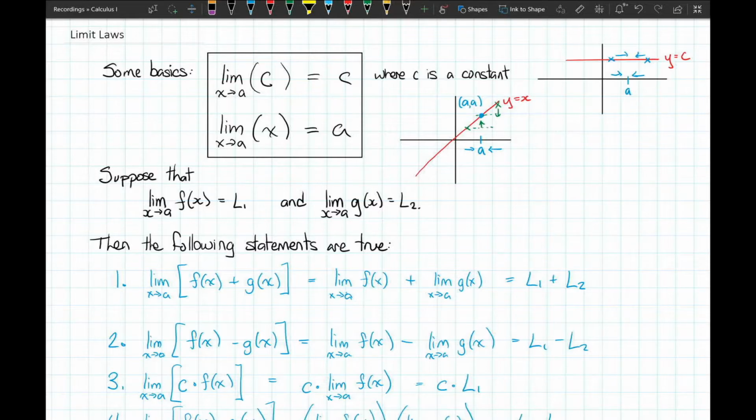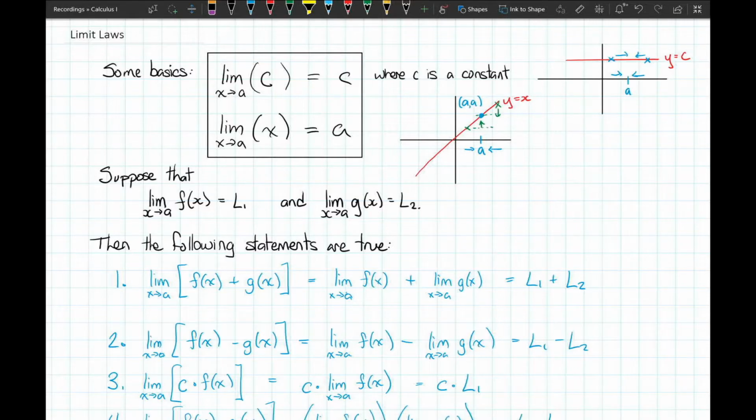Now let's suppose that f of x and g of x are any functions, but when we take the limit as x approaches a, let's suppose that at least the limit does exist. Let's suppose that the limit of f of x as x approaches a is L1, L for limit, 1 for just being the first equation. And then let's suppose that the limit of the function g of x as x approaches a is some other value. We'll call it L2.